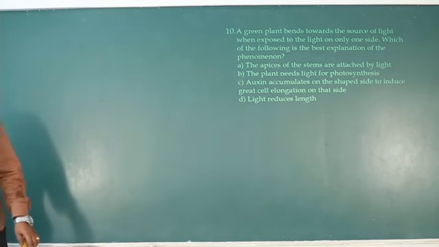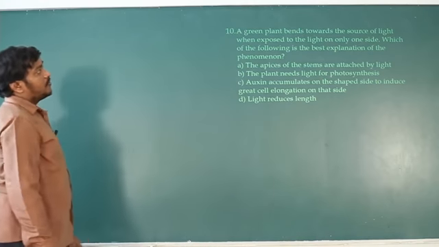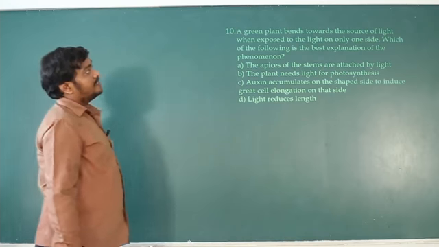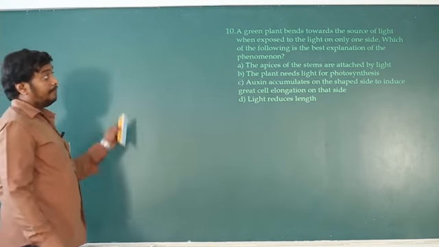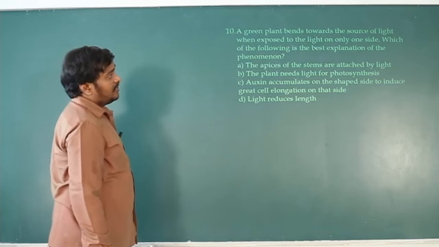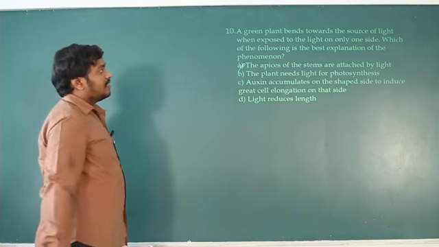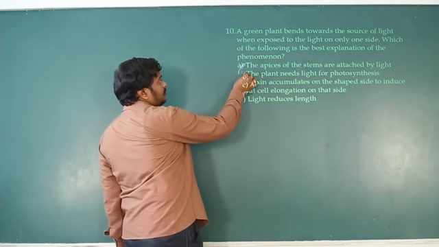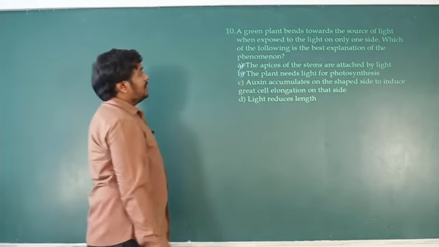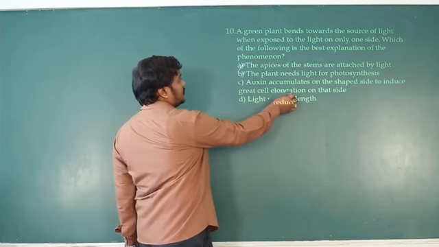Question number 10. A green plant bends towards the source of light when exposed to light on only one side. Which of the following is the best explanation of the phenomenon? Why does it bend? Is the apex attracted by the light? No. The plant needs light for photosynthesis, but that has no relationship with bending. Then auxin accumulates on the shaded side and induces cell elongation on the other side.